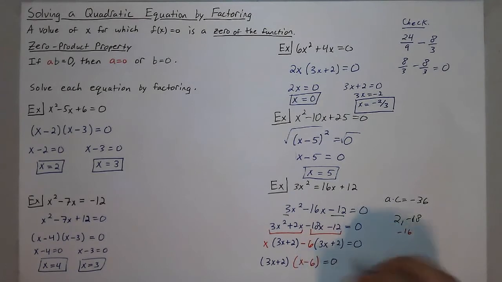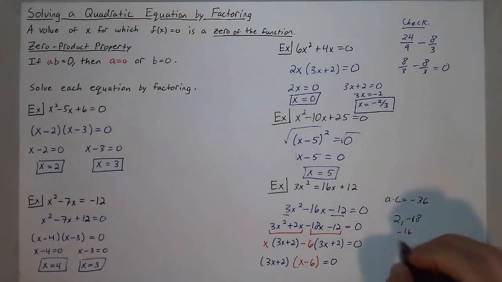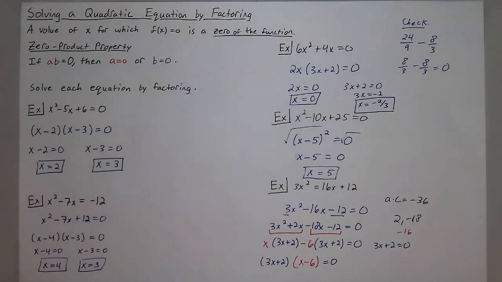And now that this is factored, I can set both of those factors equal to 0. So I'll have 3x plus 2 is equal to 0, and x minus 6 is equal to 0. And my two solutions will be negative 2/3 and x is equal to 6. And that is how you solve a quadratic equation by factoring.